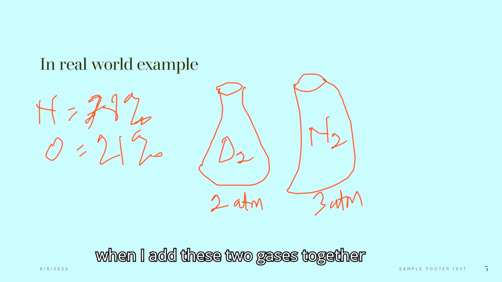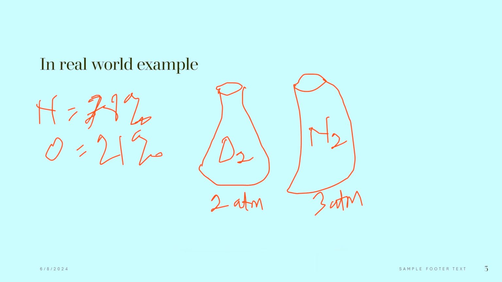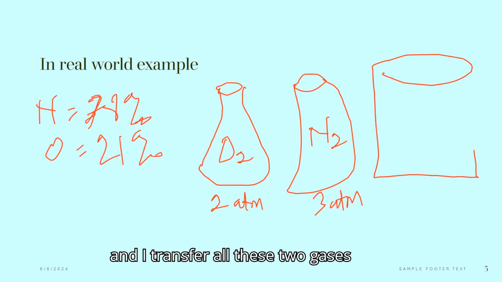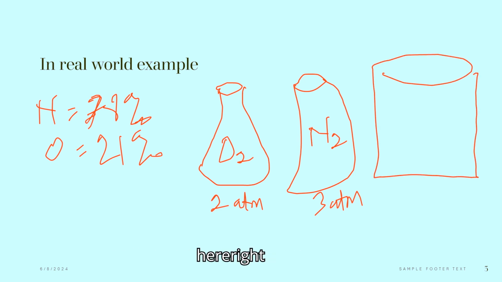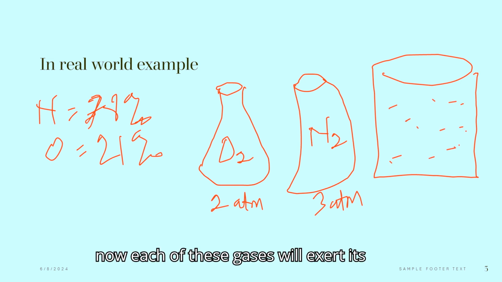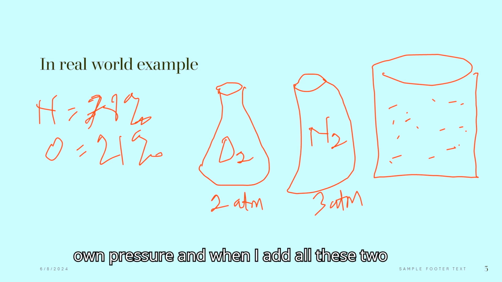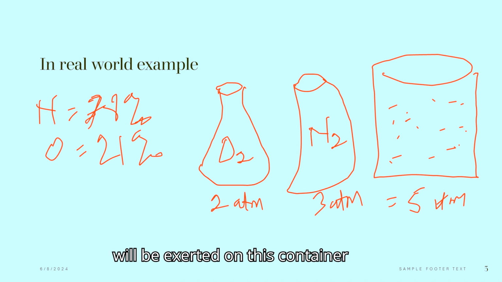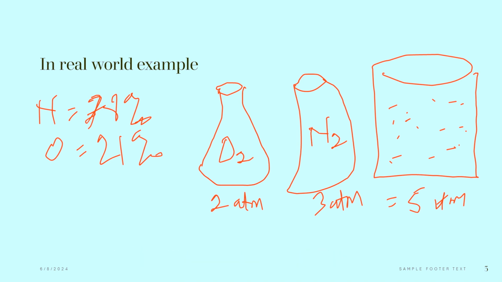Now, let's say I have this container and I transfer these two gases into it. Each of these gases will exert its own pressure, and when I add these two gases together, I should get 5 atm. So this will be the total pressure that will be exerted on this container. And this is the sum of the partial pressure of each gas here.